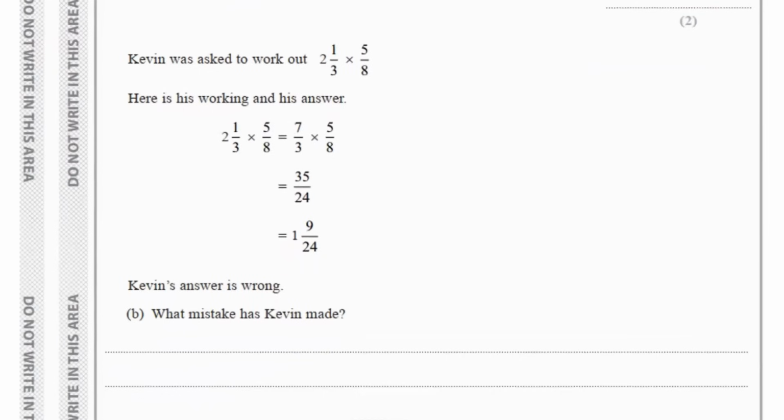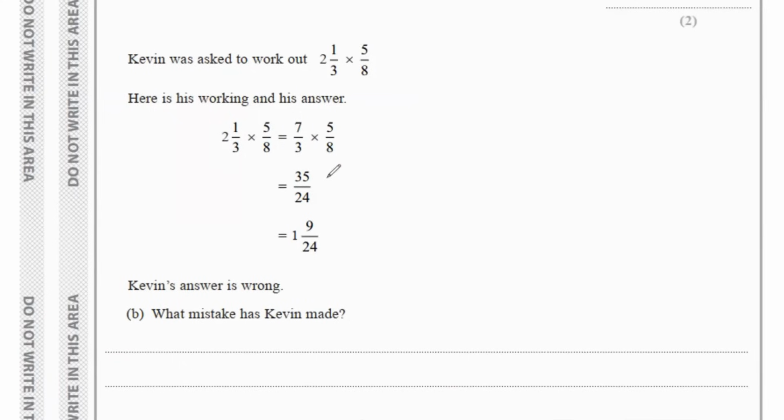Then it says: Kevin was asked to work out 2 and 1/3 times 5/8. Here is his working and his answer. Kevin's answer is wrong. What mistake has Kevin made? So the first step is exactly the same, to convert the mixed number into an improper fraction. 2 times 3 is 6. 6 plus 1 is 7.